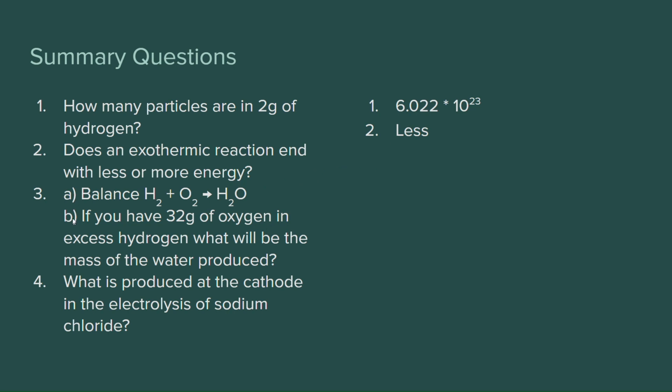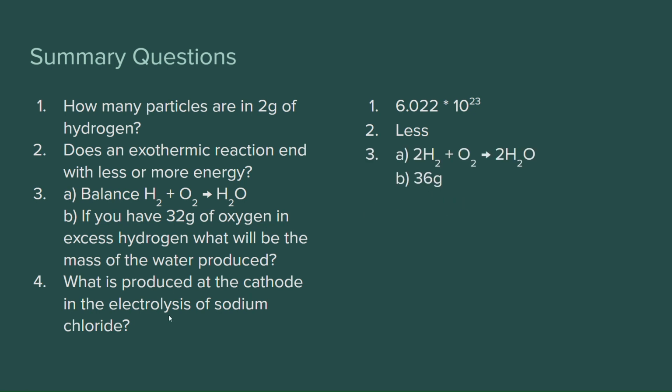So question 3 is in 2 parts. First, balance H2 plus O2 creates H2O. 2H2 plus O2 creates 2H2O. And the next one: if you have 32 grams of oxygen in excess hydrogen, what will be the mass of water produced? Use stoichiometry to figure that out, and that will be 36 grams.